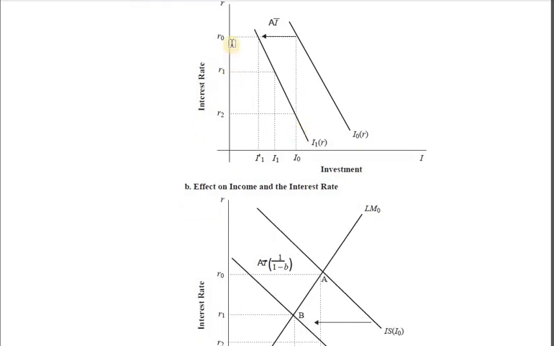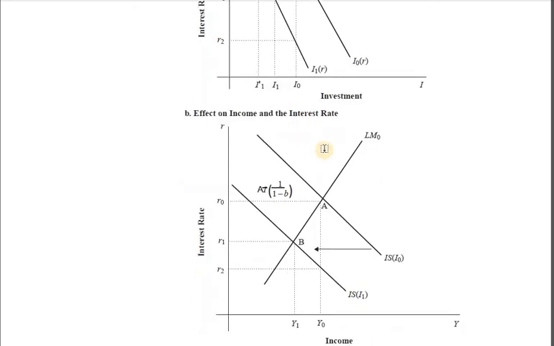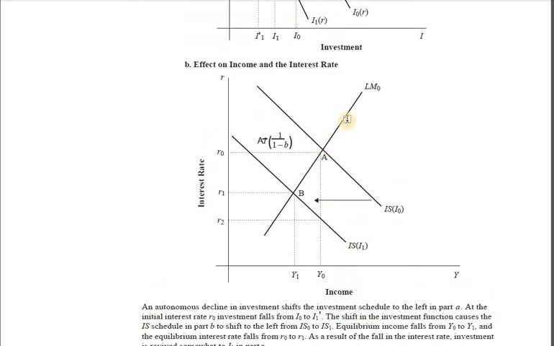First of all, at a given rate of interest, investment would fall. This is very simple. It would shift leftwards, so from I0 to I1 we have reached. Alright, let's look at this diagram now. The LM curve is there, and nothing is going to happen to the LM curve.